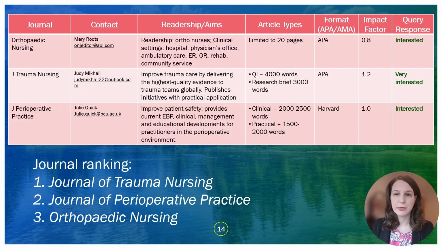Ideally, the manuscript would be sent out for peer review, you would revise it based on reviewers' feedback, and it would be accepted. But if the manuscript is rejected, which happens, and that's okay, you would simply move down the list and submit next to the Journal of Perioperative Practice, and if needed, then to the Orthopedic Nursing Journal.